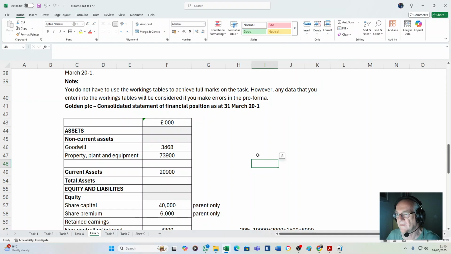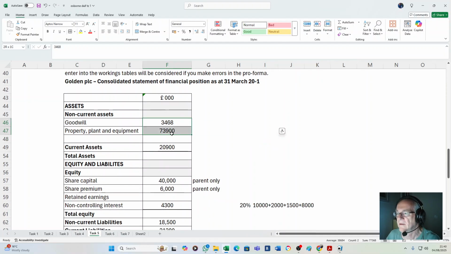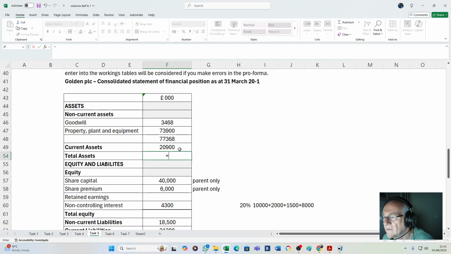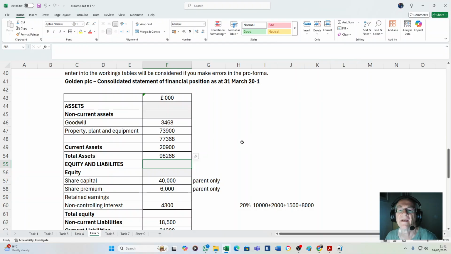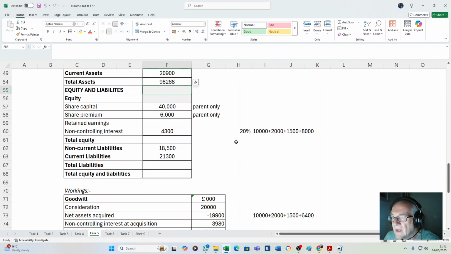So one of the commonly incorrect figures. We've got 77368, which means we can do our total assets, the non-current and the current. 98268 will be our balancing figure. So what have we got left? We have our retained earnings calculation to do.